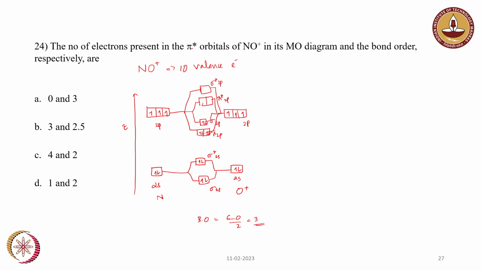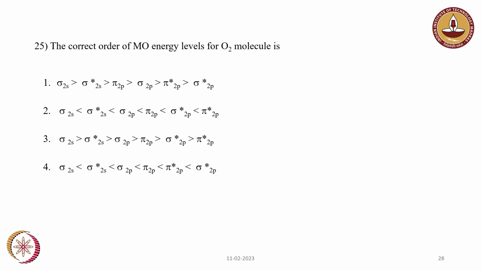So the question is the electrons present in pi star. So in pi star it's vacant, no electrons are present. So 0 electrons in pi star orbitals, and bond order is 3. So option A is the answer. Next question is the correct order of molecular orbital energy levels for the O2 molecule is.